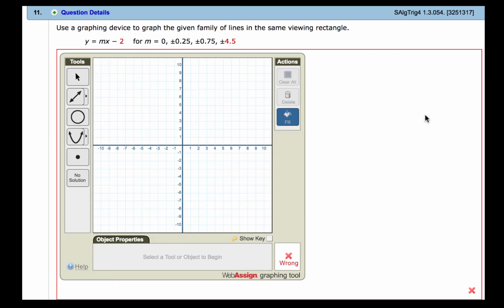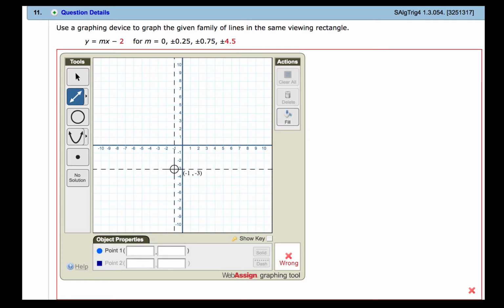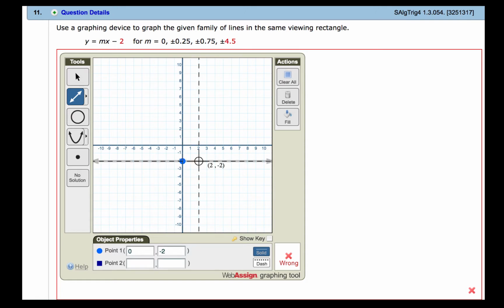The first value of m is 0, so in other words, we are to graph a horizontal line with a y-intercept of negative 2. So we'll choose the line tool. We'll put a dot at negative 2 on the y-axis for our y-intercept, and then any other dot that has a y-coordinate of negative 2. This will create a horizontal line, in other words, a line with a slope of 0 and a y-intercept of negative 2. Next, we are to graph a line with a slope of 0.25.